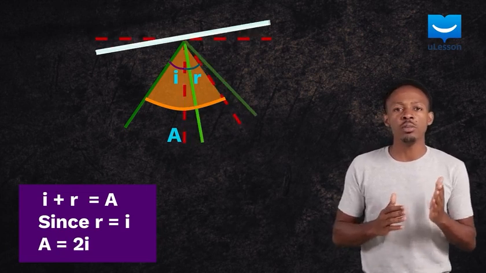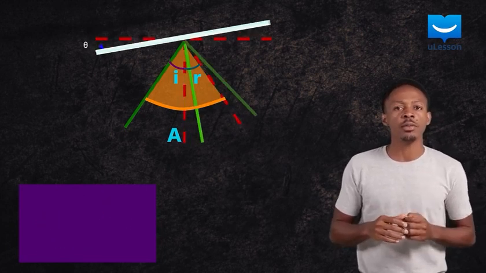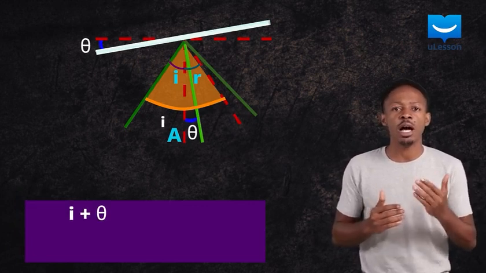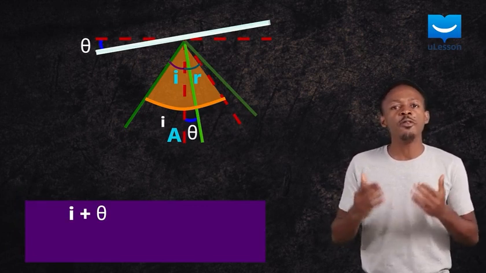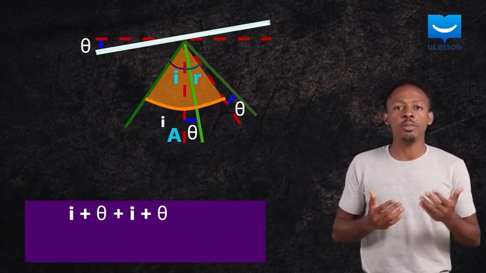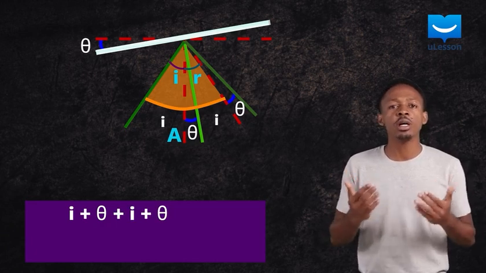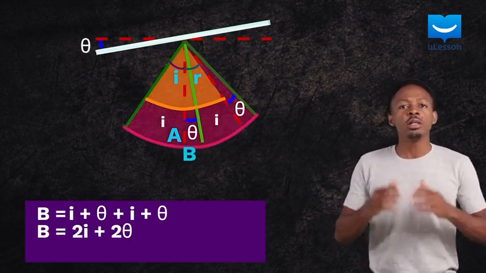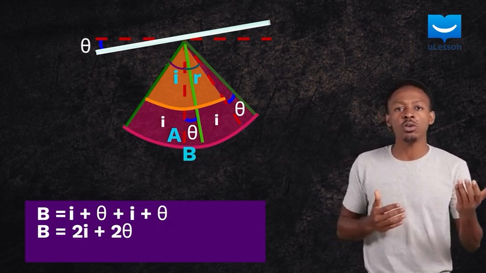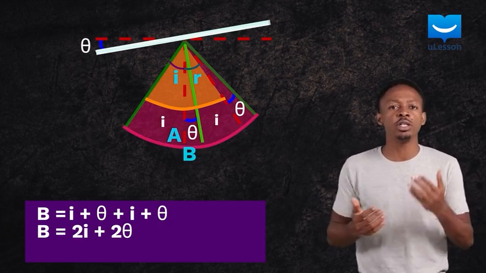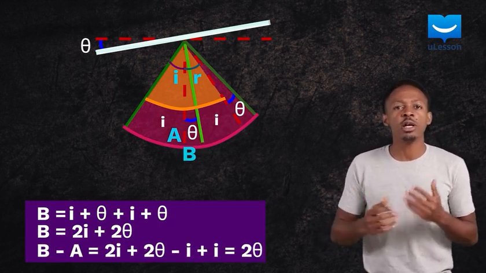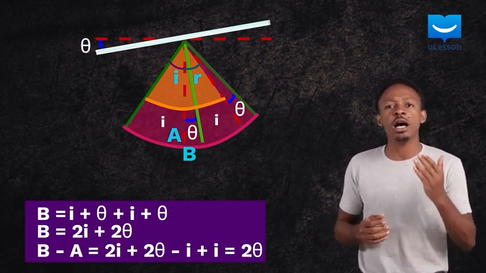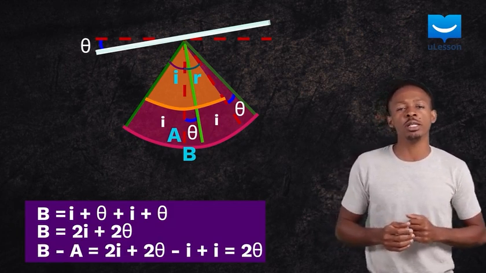Suppose we then tilted the mirror by an angle theta. The incident angle increases by theta and becomes I plus theta. The reflected angle also becomes I plus theta, making the new total angle B to be 2I plus 2 theta. The difference between the first total angle A and the new total angle B is 2 theta. Therefore, we can say that the reflected ray always rotates through twice the angle through which the mirror rotates.